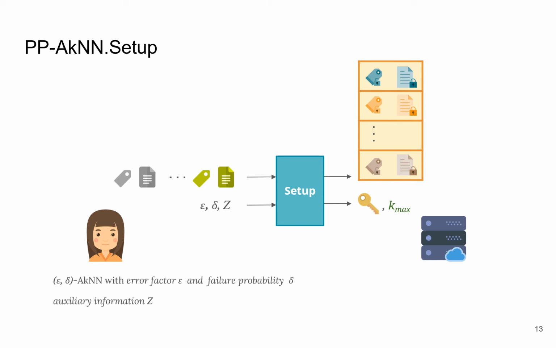Given error factor epsilon, failure probability delta, and parameter z, which may contain auxiliary information about the message distribution, the setup algorithm takes as input those parameters and a list of files and tags, and it will then output the encrypted database, which will be outsourced to the server, a secret key kept by the client, and a public parameter kmax, that is the largest k supported by the system's AKNN search.